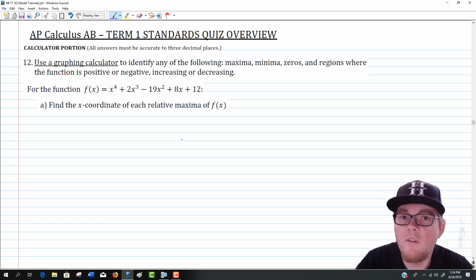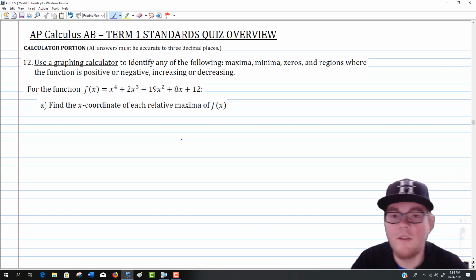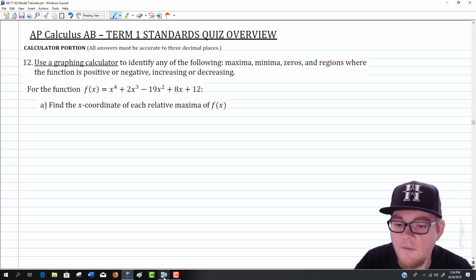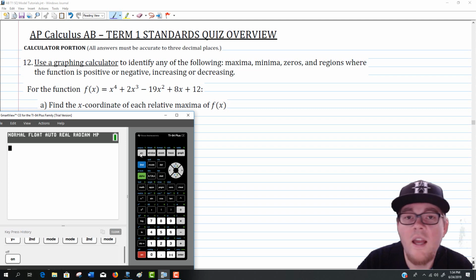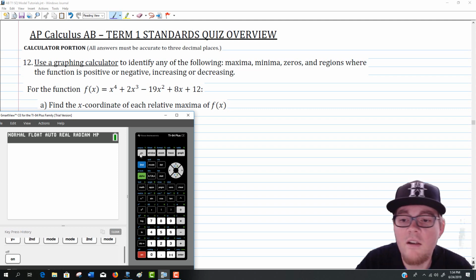So to help me here, I don't have a graphing calculator that I can easily show on this little webcam. So instead what I've done is I've downloaded an emulator, and we're going to go on and play with it. So this is a TI-84 Plus CE graphing calculator. It's just been broken down into an emulator form.